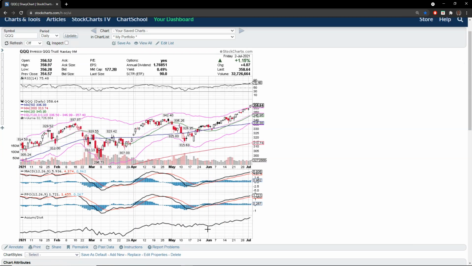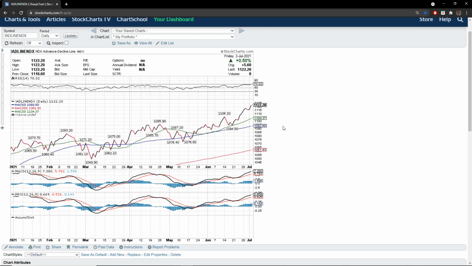Check. Look at the accumulation distribution line. Check. And then also, is this advanced decline line lagging or leading? No, it's leading. That's the NASDAQ 100 advanced decline line. It is confirming the QQQ.